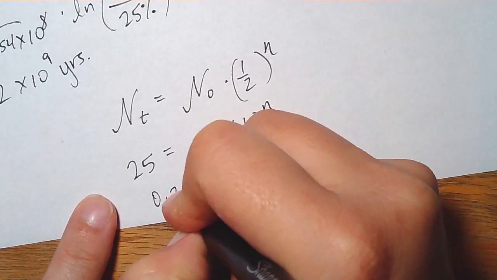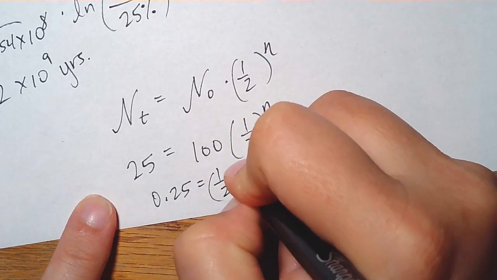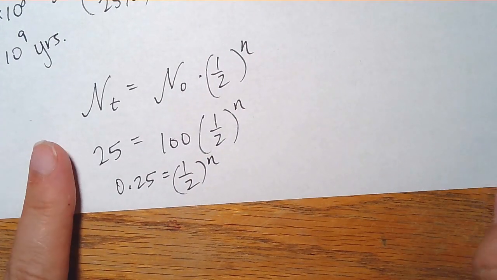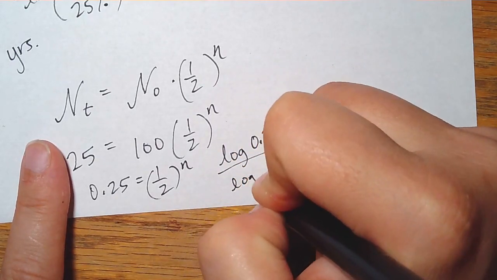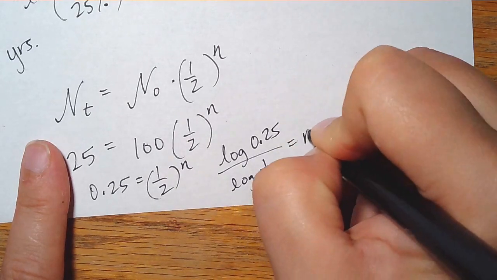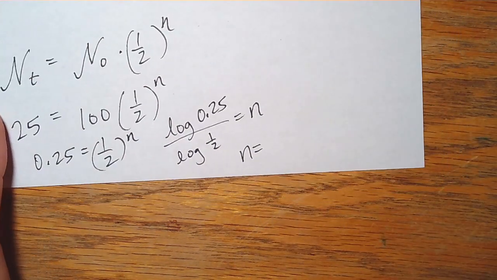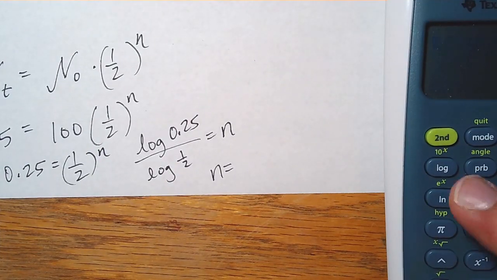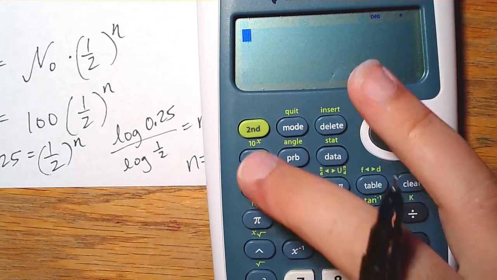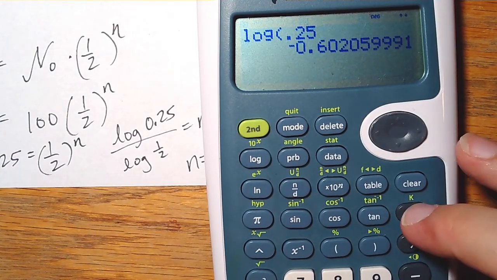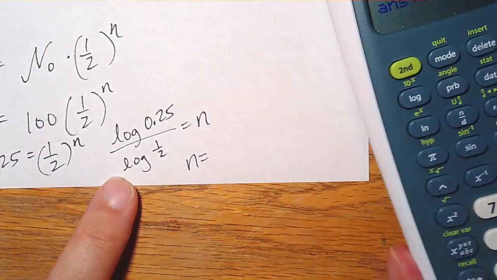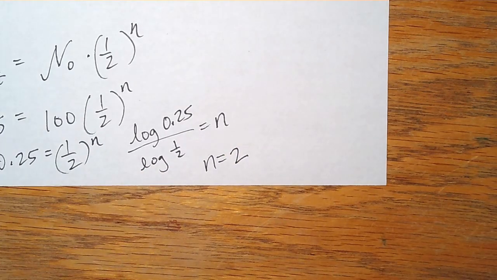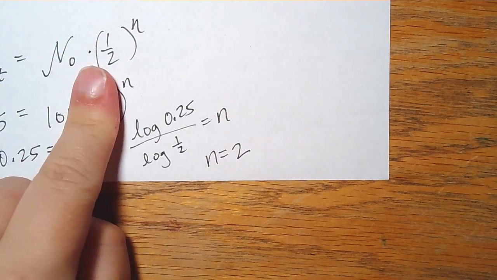And how do we find n then? Log of 0.25 over log of 1/2 is equal to n. So we can solve this. Log of 0.25 divided by log of 1/2 gives us 2. So n is 2. It's been through 2 half-lives, because if we start with 100%, one half-life is 50%, second half-life is 25%. That's what we're at. So we've been through 2 half-lives.